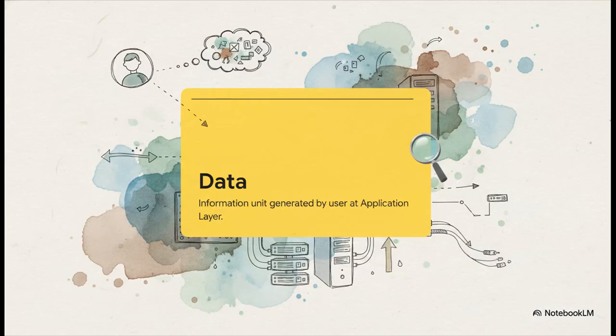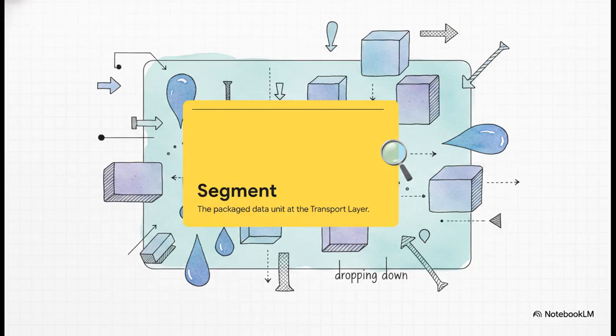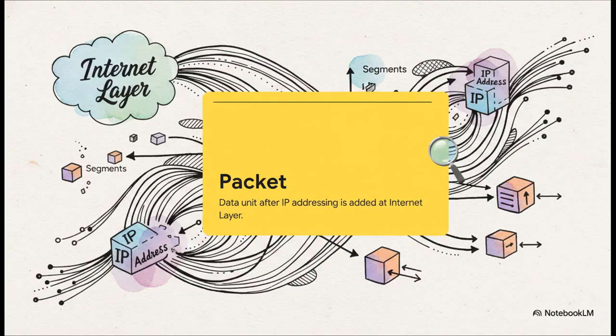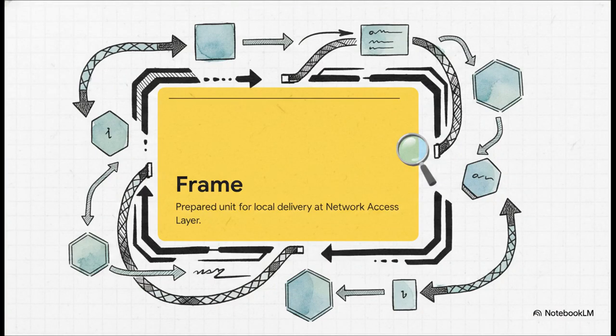Look, if you want to totally ace your technical interviews, you absolutely must know the exact terminology used for the information at each stage. At the top application layer, the information unit generated by the user is simply called data. Once that data drops down a level and gets its host-to-host packaging at the transport layer, it actually changes names. We now refer to it as a segment. Then, as it hits the internet layer and gets that all-important IP address header for source-to-destination routing, the segment officially transforms into a packet. And finally, when it's fully prepped with error control for local transmission down at the network access layer, it becomes known as a frame. So definitely remember that flow: data, segment, packet, frame.